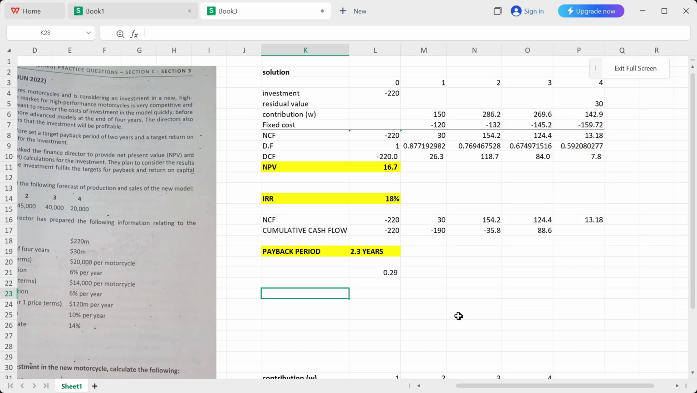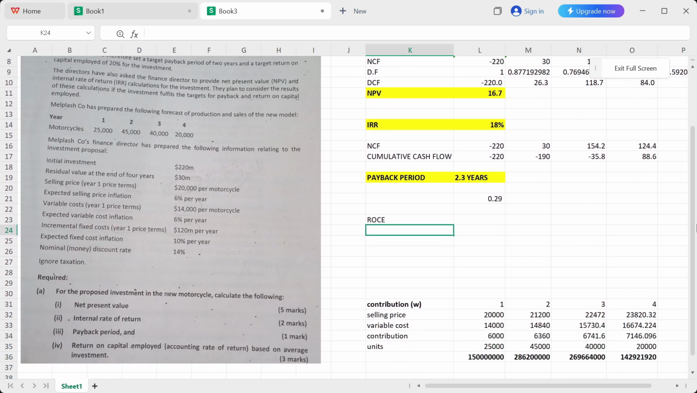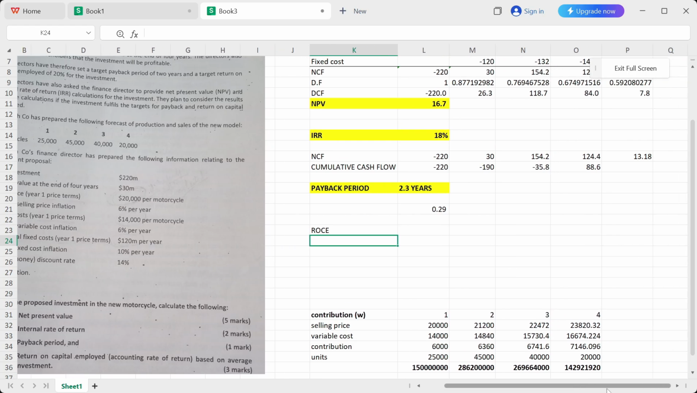And now the last requirement, in which we have to calculate our return on capital employed. For return on capital employed, you guys know that it can be calculated based on the initial investment, or based on the average investment. In part number 4, they have clearly specified that you have to calculate ROCE based on the average investment. Either way, we have to calculate one thing which is common in both of them, which is the project's PBIT.